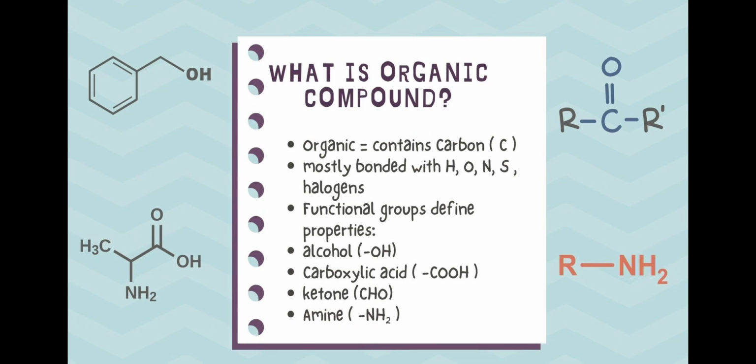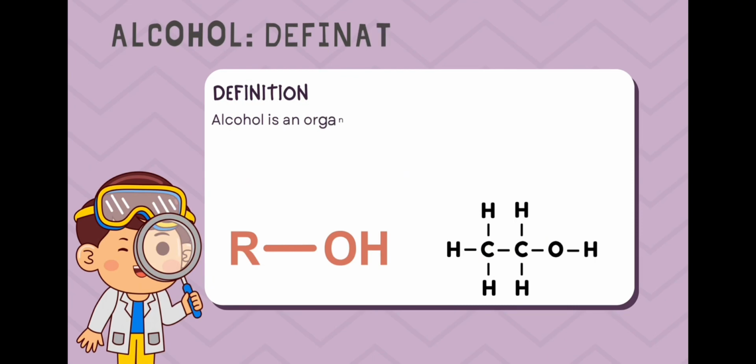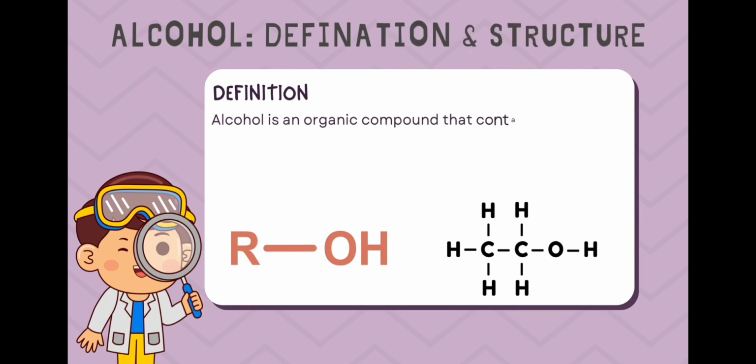Here are a few common examples. Alcohol has OH, carboxylic acid has COOH, amine has NH2, and lastly, ketone has C double bond O in the middle. Now let's talk about the definition and structure of alcohol.